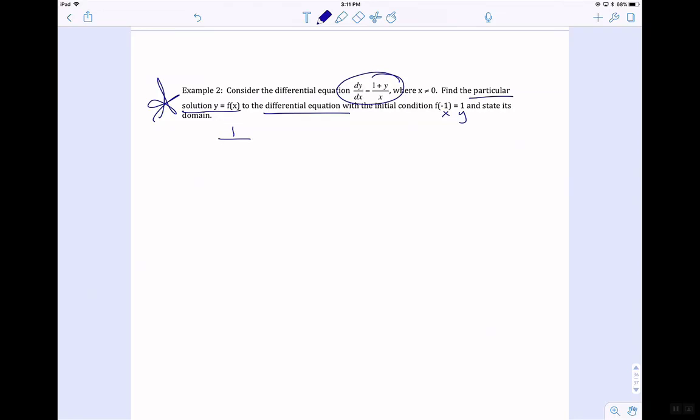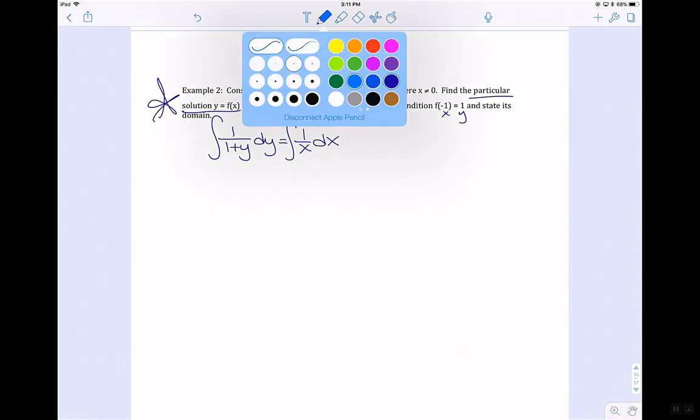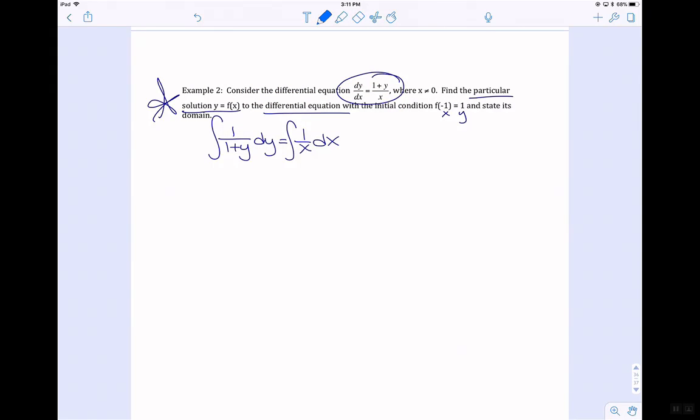I move my y, or 1 plus y, to the left side, and I move my dx to the right side, and I'm taking the integral. Then, taking the integral of 1 plus y, u is equal to 1 plus y, so du is equal to dy. V is equal to x, so dv is equal to dx.